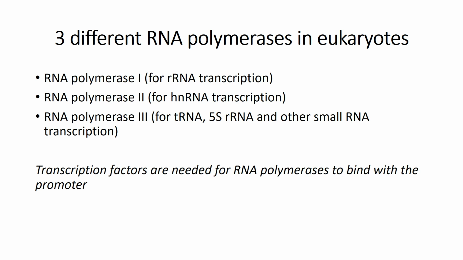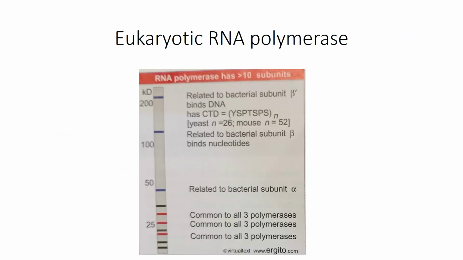Transcription factors are needed for RNA polymerases to bind with the promoter. RNA polymerase by itself cannot bind with the promoter. So, there are different proteins required, and they together bind with the promoter. If we say eukaryotic RNA polymerase, in prokaryotes I am sure you have knowledge of the RNA polymerase, where you have alpha subunit, beta subunit, beta prime subunit, and sigma factor.